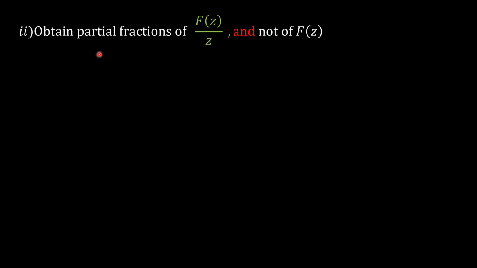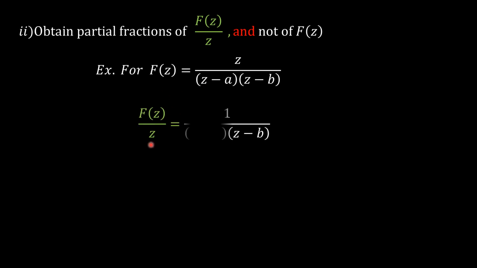In the second step, we obtain the partial fractions of the F of z upon z we obtained in the first step, and not of F of z. This is a very important thing. For example, suppose the given F of z is equal to z upon z minus a into z minus b. Dividing both sides by z gives F of z upon z equal to 1 upon z minus a into z minus b. Then get the partial fractions of this right hand side, which are of the type A divided by z minus a plus B divided by z minus b.